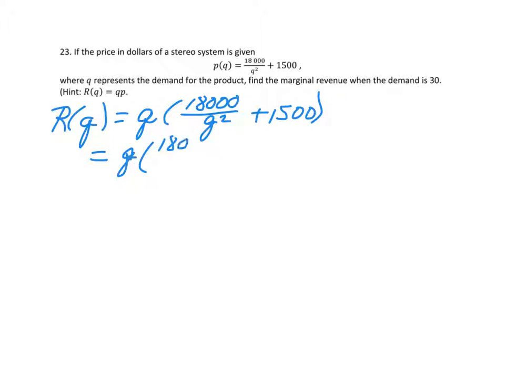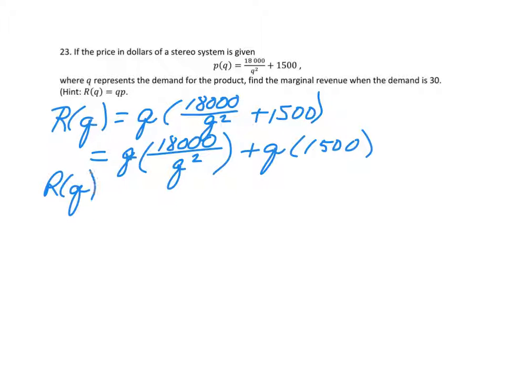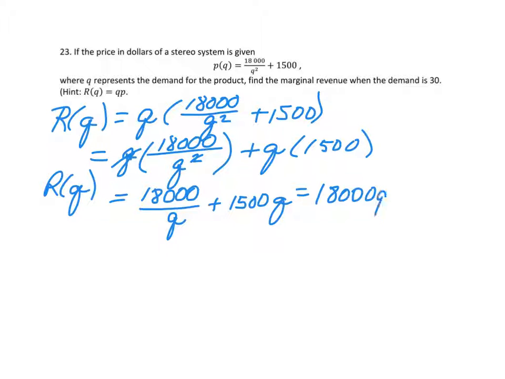If you multiply Q times 18,000 over Q squared, and I'm just distributing the Q is what I'm doing here, plus Q times 1,500 100, then R of Q turns out to be 18,000 over Q plus 1,500 Q. And since we're going to need to take the derivative, that's more easily written as 18,000 Q to the minus 1 plus 1,500 Q.